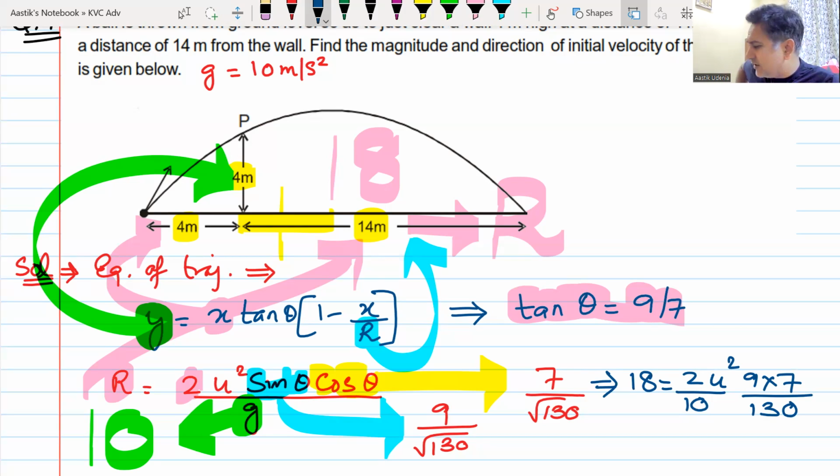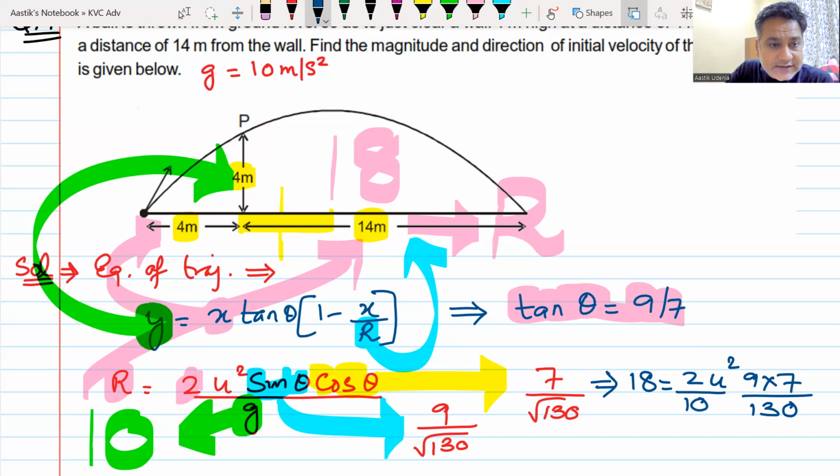Here in the answer they have taken G as 9.8 and their answer is coming as root over 182. But that is taking G as 9.8. You have taken G as 10, so the answer will change somehow. Okay? We understand this, yes or no? Can I have a raised hand from everyone that we understand this?